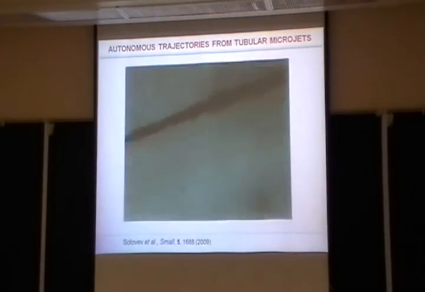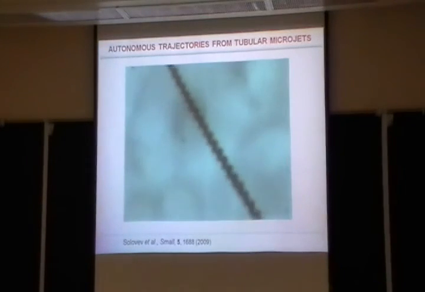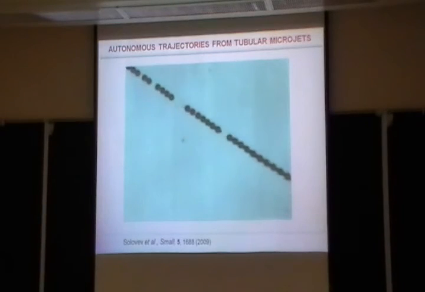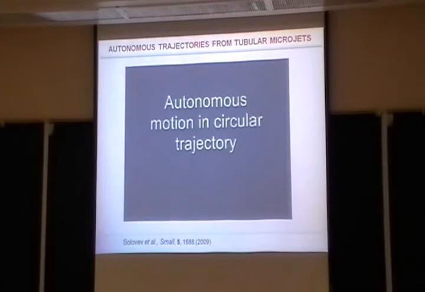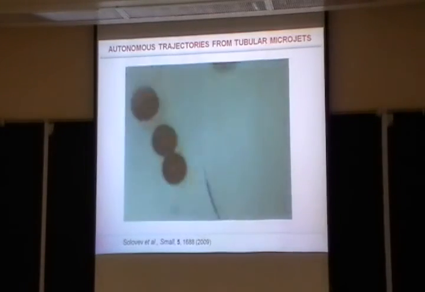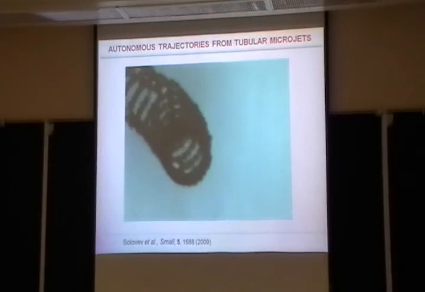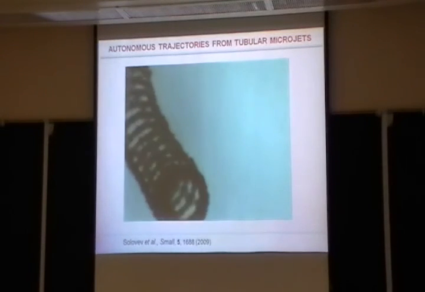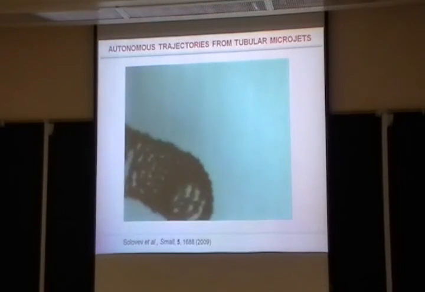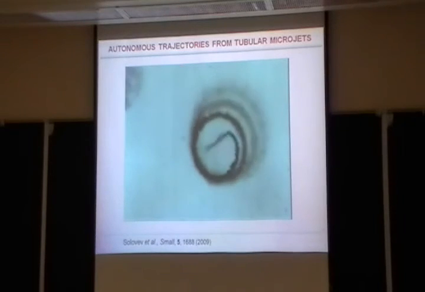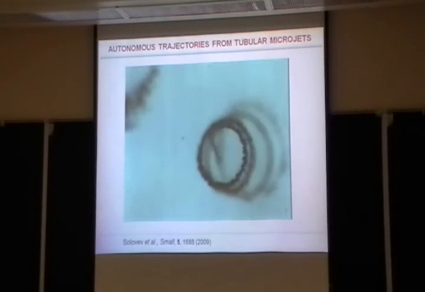There are many different kinds of motions. So this is a sort of a linear motion, and there's a circular motion. So what's the scale here? These are moving much, much faster. It depends on how you construct these tubes.